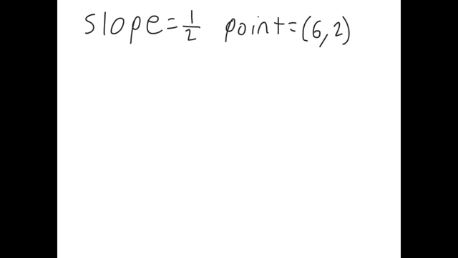All right. So first we're going to start where I give you the slope and a point that the line goes through, and I want you to give me the equation. So what's going to happen here is, remember, the equation of a line can be written like this: y equals mx plus b, where m is your slope and b is your y-intercept.